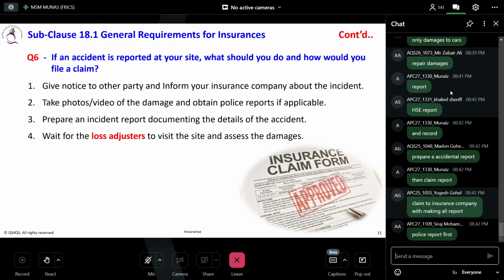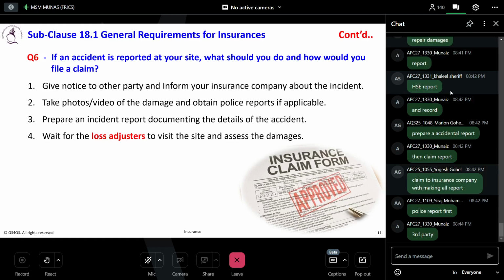wait for the loss adjuster to visit the site and assess the damage. Who's the loss adjuster? The independent professional who is appointed by the insurance company to investigate and assess the extent of the damage or losses claimed by the insurance. So this party, his role is to gather the information about the incident. He will determine the amount, how much he can pay through the insurance company.